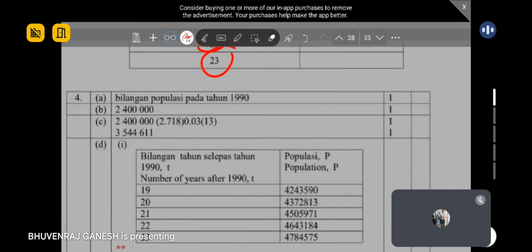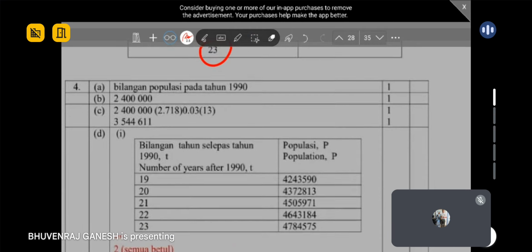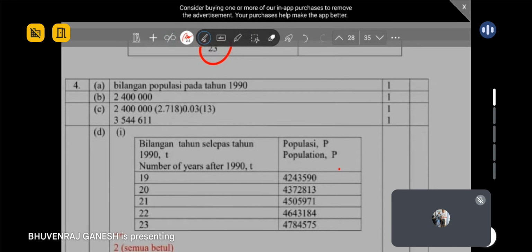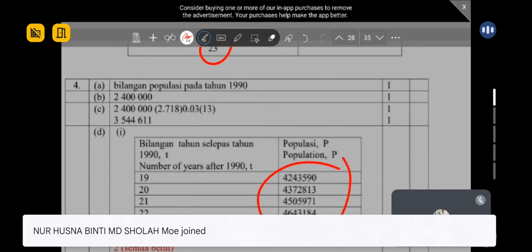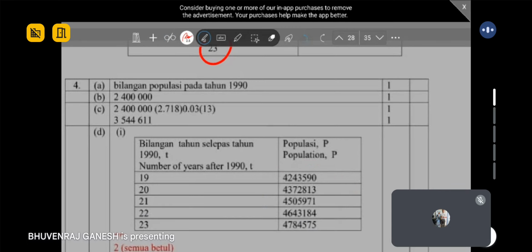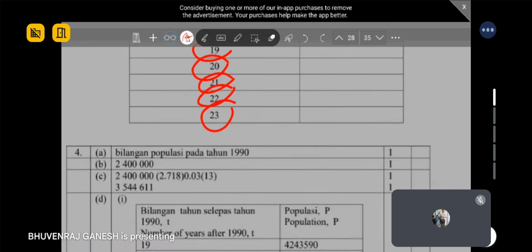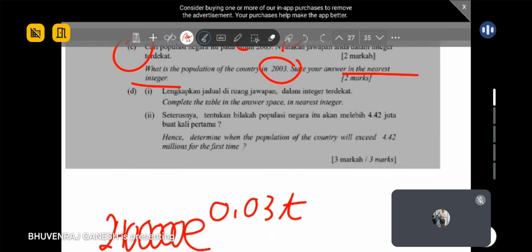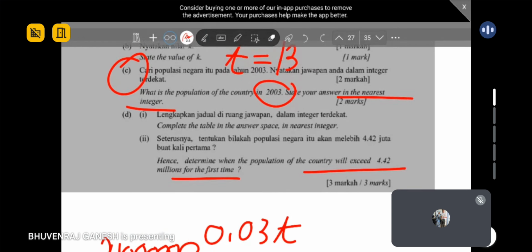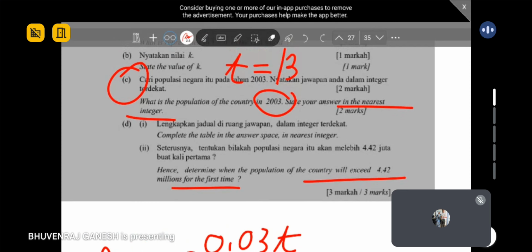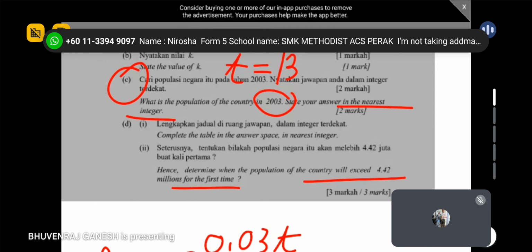Okay, can you understand, guys? Easy, right? Very simple, right? Just don't make careless mistakes when pressing the calculator. Don't just guess. Alright? Okay, so next one. Question D2. Question D2 asks when it will exceed 4.42 million for the first time. So anyone, when will it exceed 4.42 million?